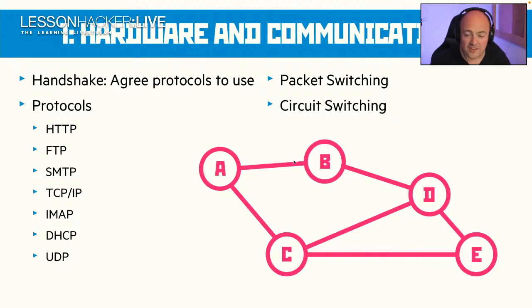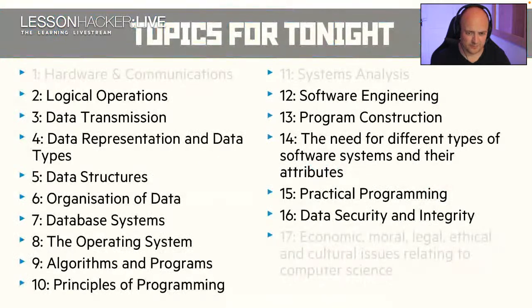There's two ways of data going around the network: packet switching, where the packets find their own way to the destination and find the quickest way, or circuit switching, where we reserve a path and send everything down there. They have benefits and drawbacks. Go back and have a look at all those things.